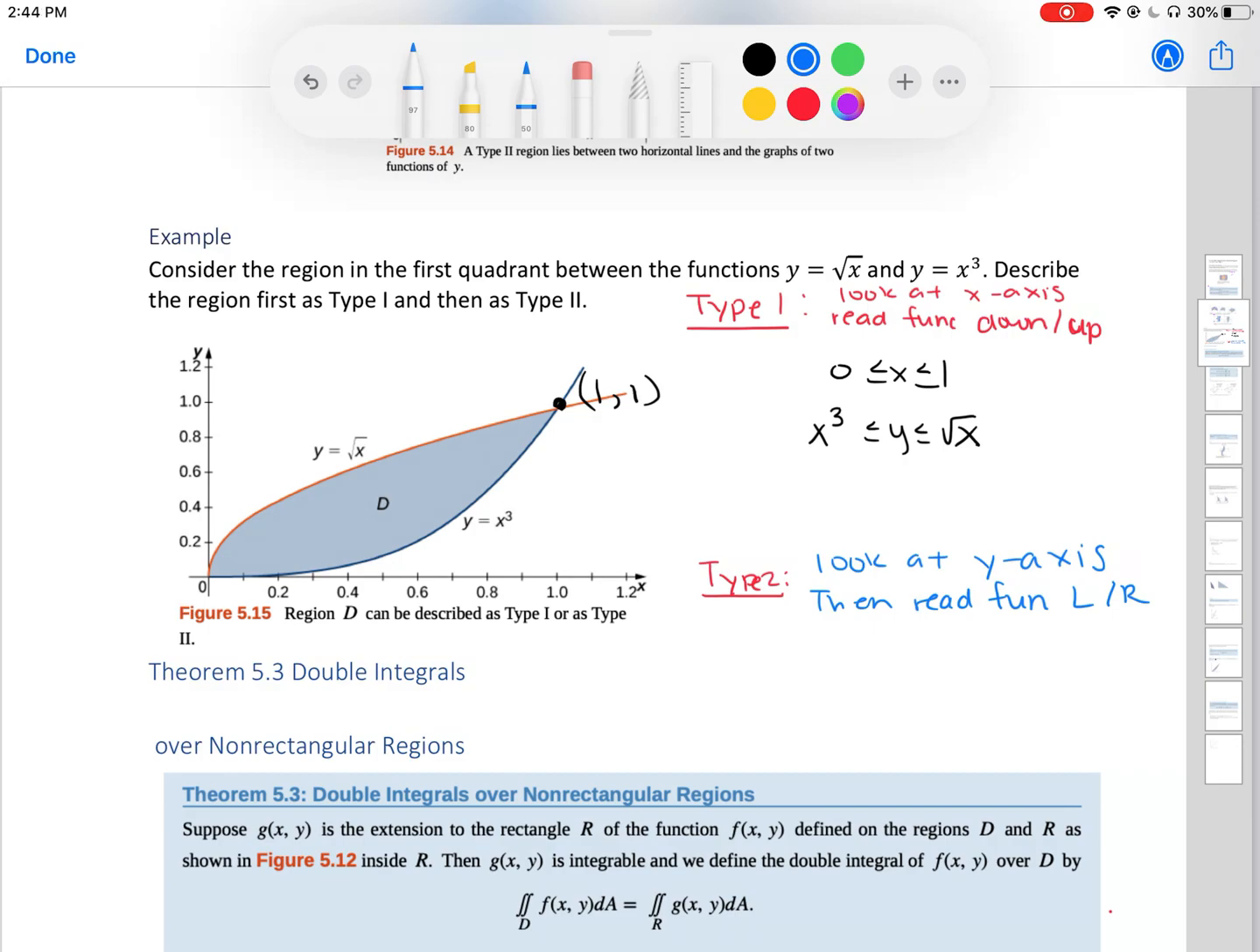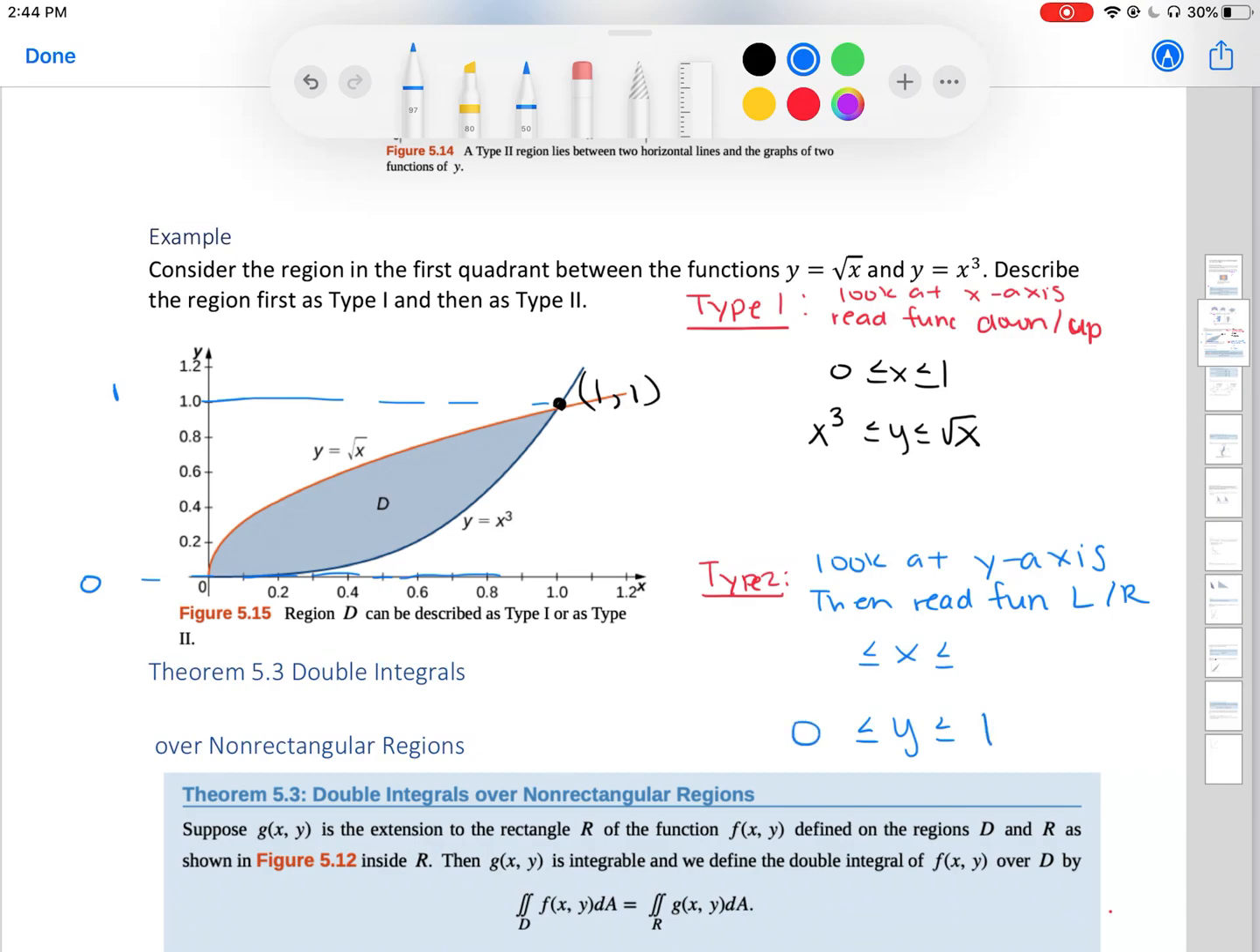Okay, same deal. We want to enclose it between x and enclose it between y. All right, so let's take a look at my graph from a y perspective. So it goes from 0 all the way to 1. So my y is from 0 to 1.